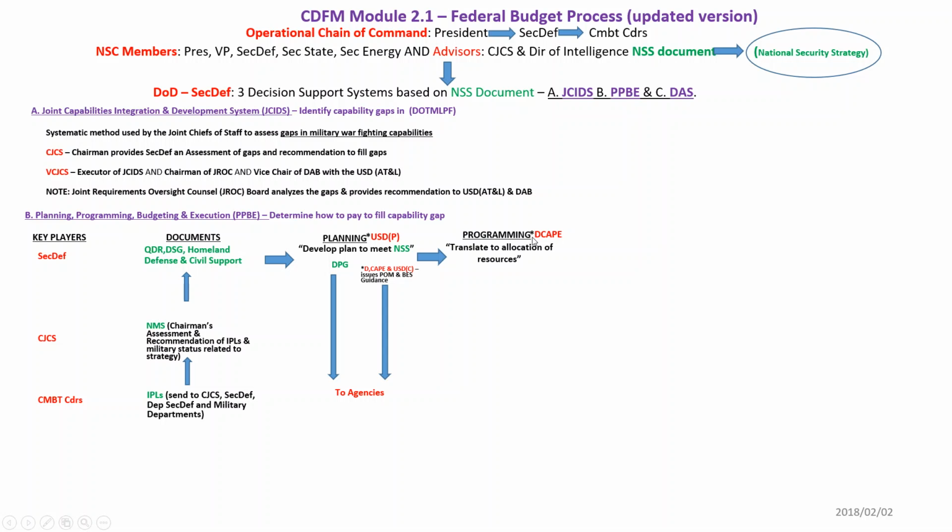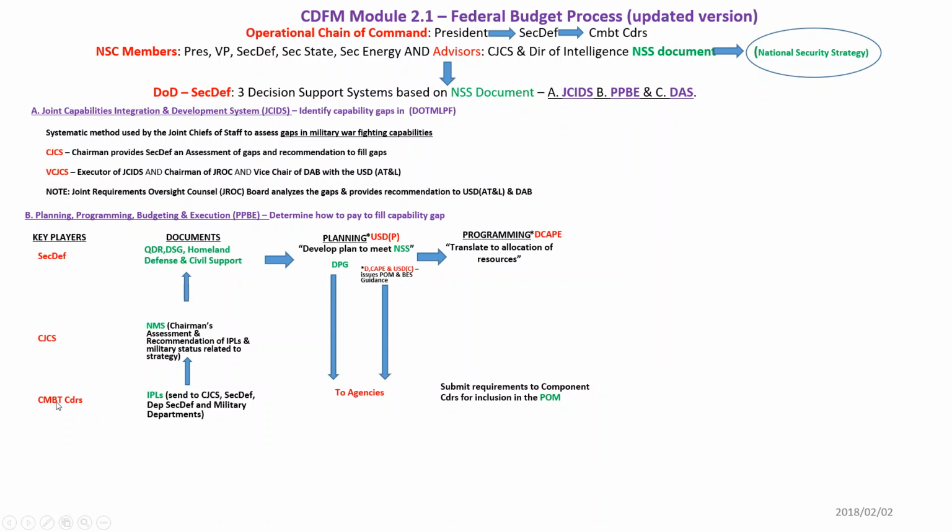The programming phase is the responsibility of this guy right here. So hence, he's giving you guidance on the POM. The Director of CAPE is responsible for the programming. The programming phase of PPBE translates to allocation of resources. Now we need to prioritize resources in the PPBE programming phase. And so we received our guidance here along with the defense planning guidance. POM and budget guidance is received here. So defense planning guidance, or defense planning and programming guidance, is what you may see.